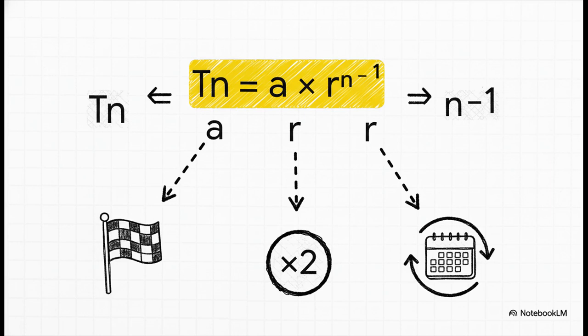Now, I know this formula might look a little intense at first glance, but honestly, the recipe is way simpler than it looks. It's really just saying this. To find any term down the line, you just take your starting point, A, and you multiply it by your growth engine, R, a certain number of times. That's all there is to it.